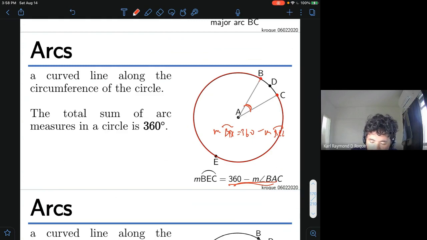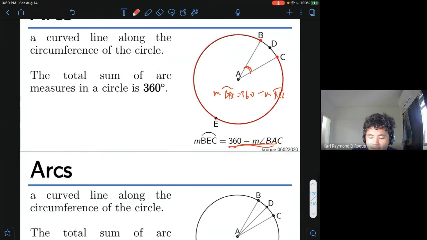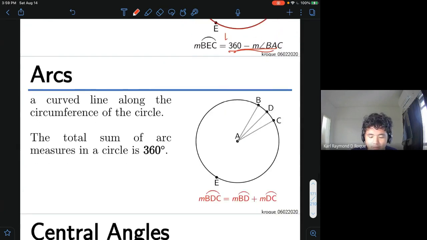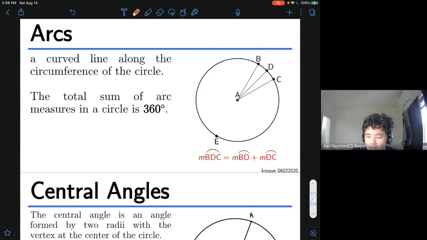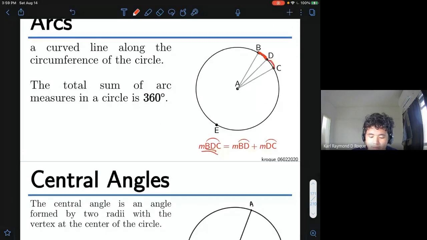So, what else? Ano ba importanteng tandaan? Okay. How to name arcs? It's either include mo lahat ng points na nandon. So, BEC. Kahit BC, okay lang, no? And also, additive siya. Measure of arc BDC equals measure of arc BD plus DC.